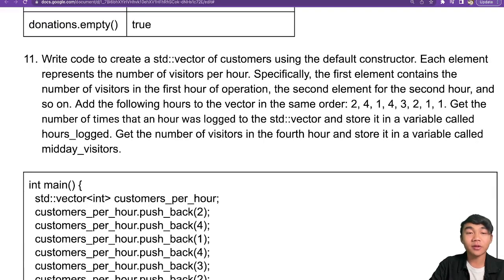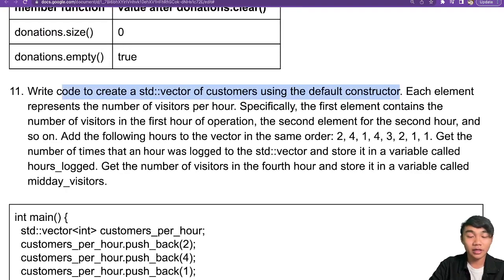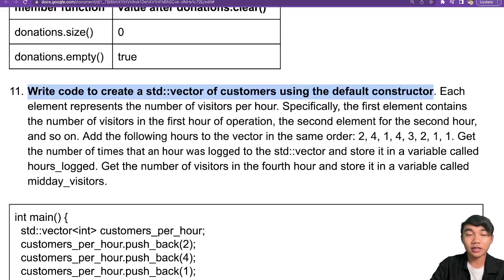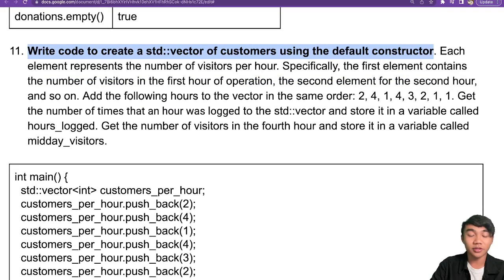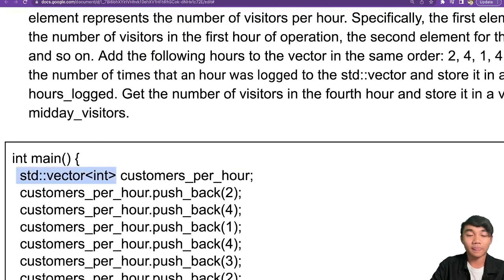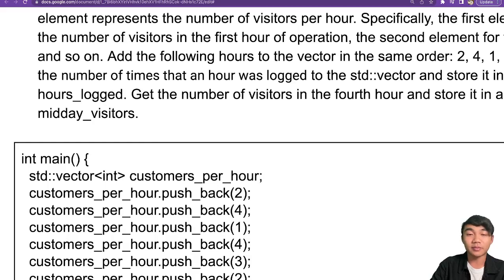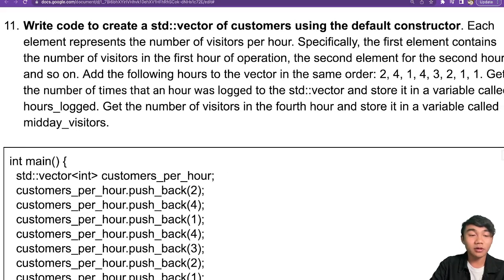All right. So for number 11, we're asking you to write some code to create a vector of customers. So let's do this line first. To create a vector of customers, we can call the default constructor using the syntax data type, which in this case is std::vector of int. We follow it by the variable name, and we do not follow it by any parentheses, because to call the default constructor, we don't pass in any arguments. So the first thing we do is call the default constructor, and after this point, we've created the customers per hour vector that is empty.